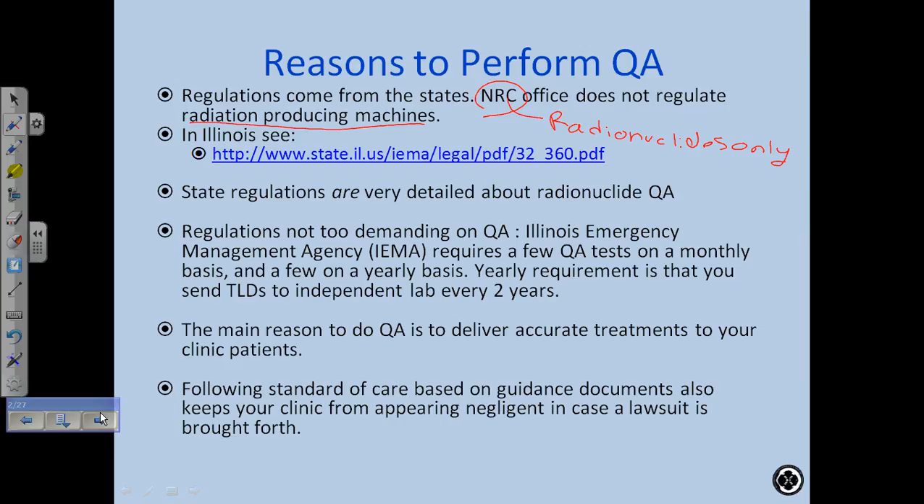If you're in an agreement state, you only need to go to the state regulations. You don't need to go to the NRC. If you're in a non-agreement state, then you need to go to the NRC for your radionuclide material, and then you have to go to the state regulations for your X-ray producing equipment. That's just a basic summary; it gets a little more complicated.